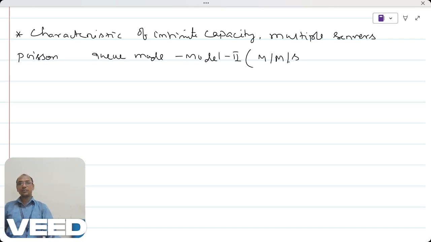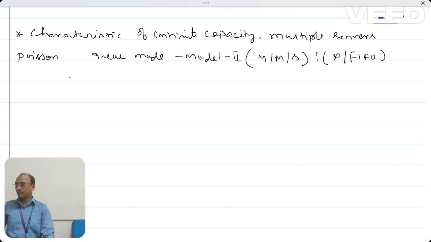In the previous model, we had a single server with infinite capacity, but here we are using multiple servers with infinite capacity, and the queue discipline is FIFO. So in this case, there will be no change in the arrival rate, but there will be some change in the service rate.